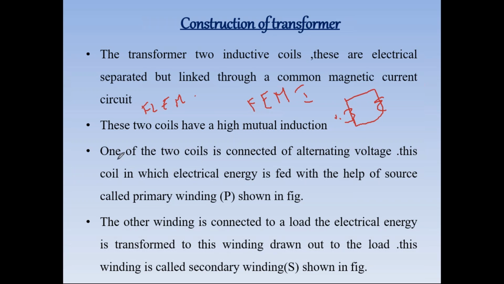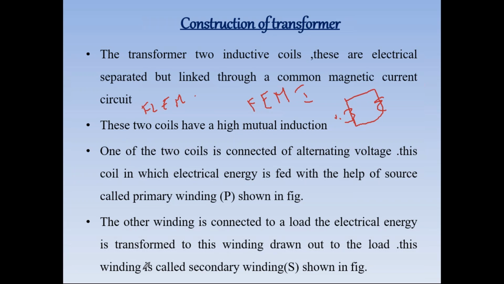Here, one of the two coils is connected to the alternating supply, so that is the input coil. The coil to which electrical energy is fed from the source is called the primary winding. The winding to which we give the input voltage is the primary winding, and the secondary winding is used to connect to the load. You have to write this while starting the question.